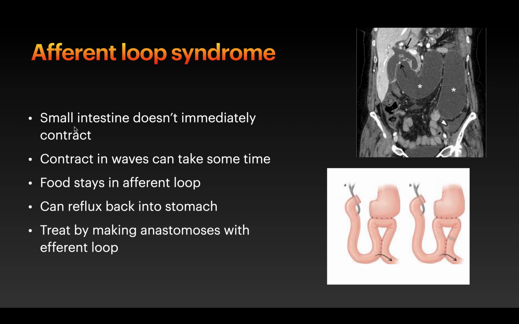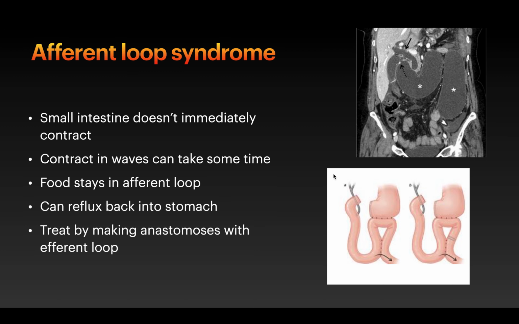Okay, so the afferent loop syndrome is in patients where a gastrectomy has been done, and the problem is that normally the small intestine doesn't always contract. It's not like the stomach always contracting. It's peristaltic movements, and it contracts in slow waves, and it can take some time. So the stomach takes about 4 hours to empty completely, while the small intestine takes about 4 days to empty.